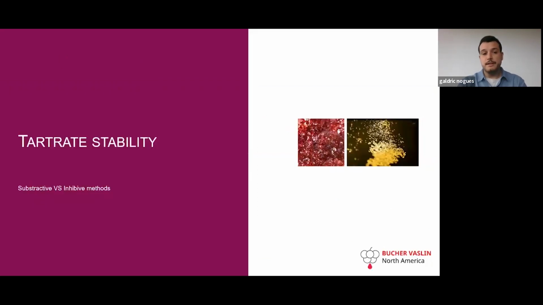So that was it for the protein. It was pretty quick. Now we're going to enter the second part of the presentation, which is going to be about tartrate stability, which is most of the time a much bigger problem because there are different methods. So it's important to know what you can use, what you can do, and how you can improve the efficiency and succeed in your tartrate stability.